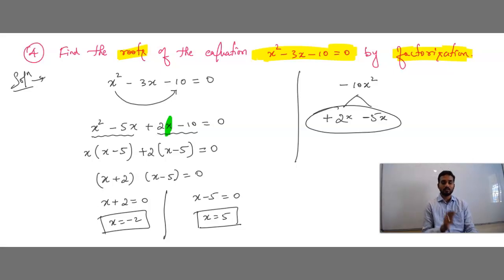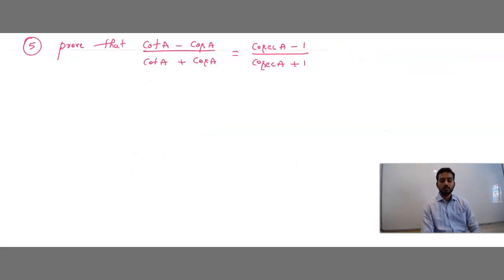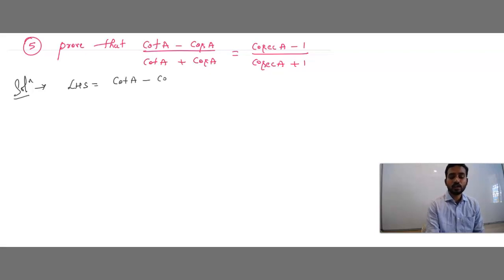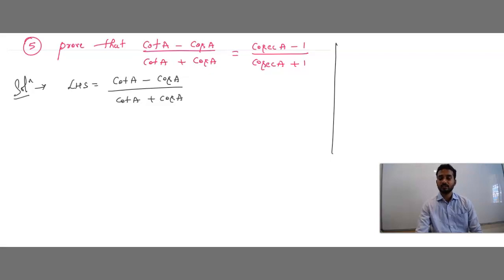Now let's solve the next problem. I hope you have understood this problem. See children, the next problem is: prove that (cot A minus cos A) by (cot A plus cos A) equals (cosec A minus 1) by (cosec A plus 1). So here we have to prove LHS equals RHS or RHS equals LHS, your wish. So I'll take LHS here. Let's see, LHS: cot A minus cos A, cot A plus cos A. Children, I hope you all know these basics. So which are the ratios?